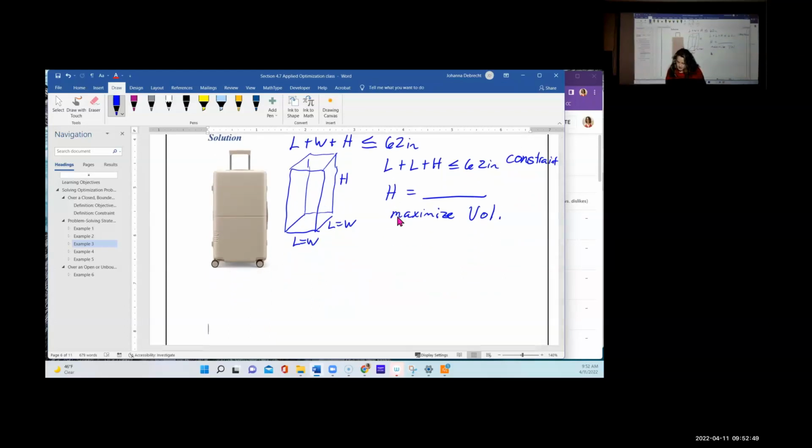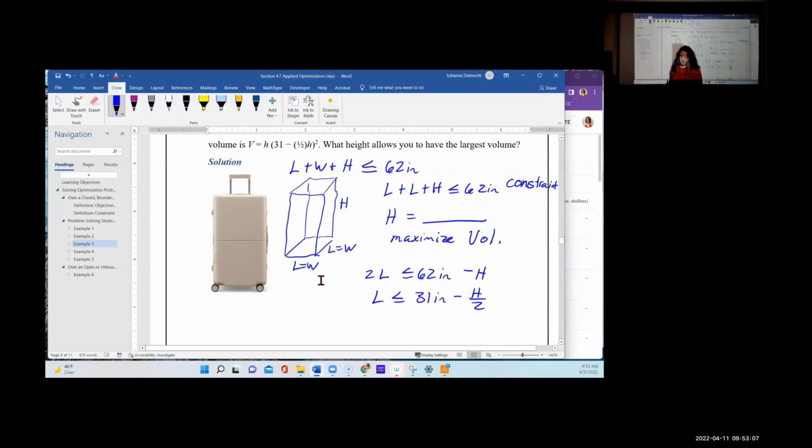So I have instead that 2L has to be less than or equal to 62 inches minus H, which means L has to be less than or equal to 31 inches minus H over 2. Oh, that looks like it's going in the right direction because I see this expression in this equation up here. So that makes me feel more confident that I'm setting this up correctly. So now I can say that that is going to equal the length. And so I'm going to let that be my value for the length. It has to be less than or equal to that, so I'll let it be equal to that.